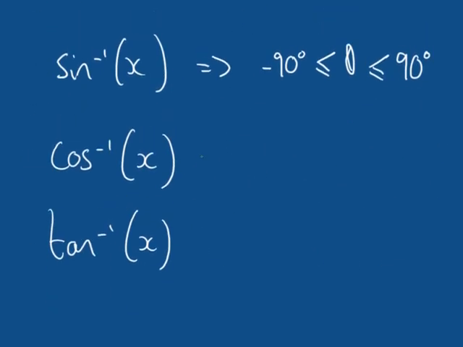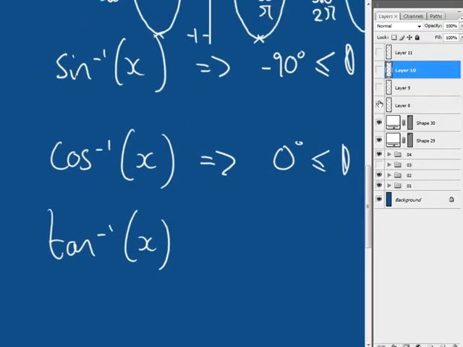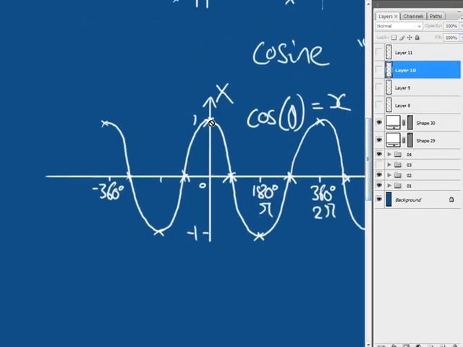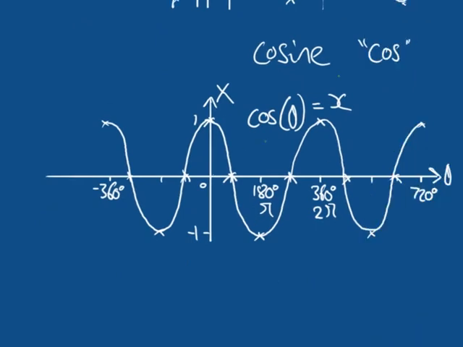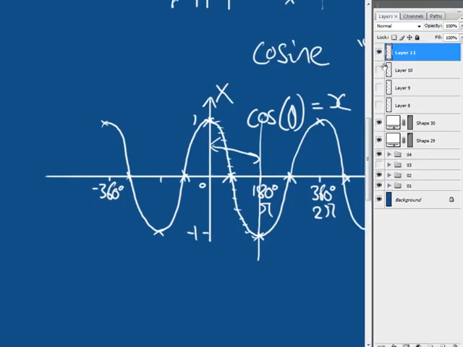Well, our cosine inverse function, our inverse cosine, is restricted between 0 degrees and 180 degrees. If we take a look at our graph of cosine, we can see that between 0 degrees and 180 degrees, we do indeed, in this range, have only one value of theta for each value of cosine of theta. So by restricting it between 0 and 180, we are indeed guaranteeing that we have this consistent relationship.